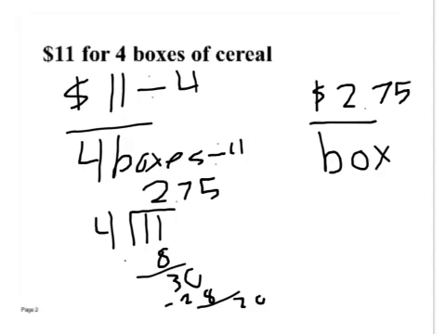So if you went to the store and paid $11 but bought 4 boxes of cereal, you want to know how much you paid per box. You paid $2.75 for each of those boxes. That'd be awesome.